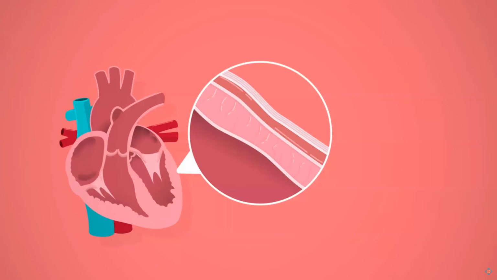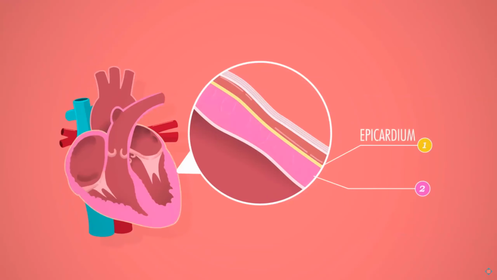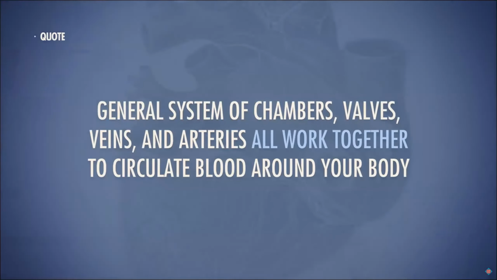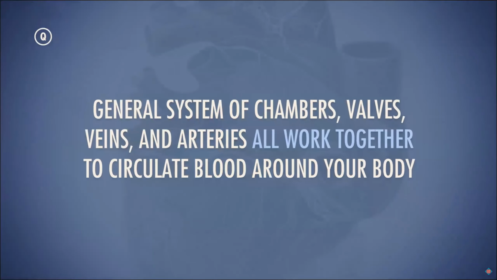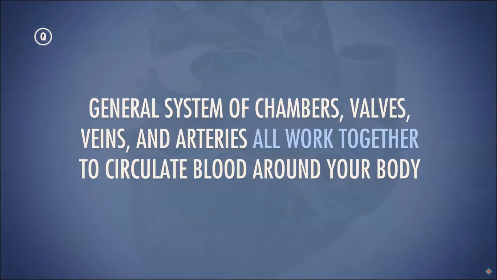The wall of the heart itself is made of yet more layers, 3 of them. That epicardium on the outside, the myocardium in the middle, which is mainly composed of cardiac muscle tissue that does all the work of contracting, and the innermost endocardium, a thin white layer of squamous epithelial tissue. Deeper inside, the heart has a whole lot of moving pieces that I'm not going to pick apart here, because the really big thing to understand is how the general system of chambers and valves and veins and arteries all work together to circulate blood around your body.